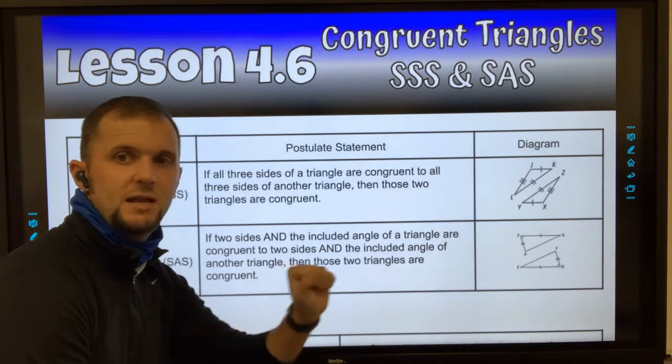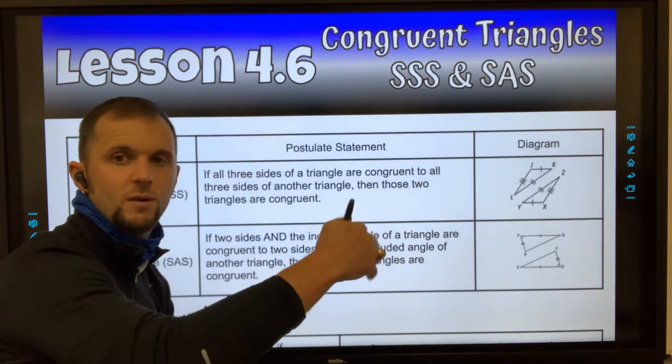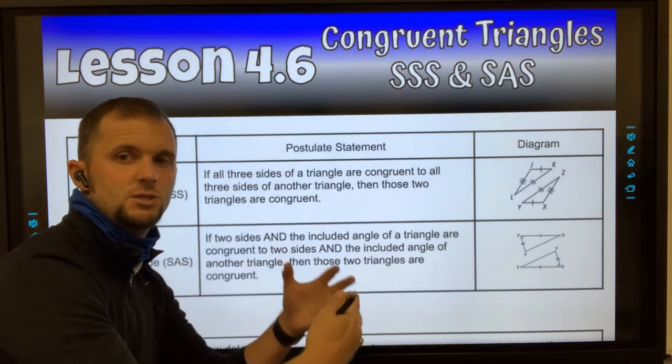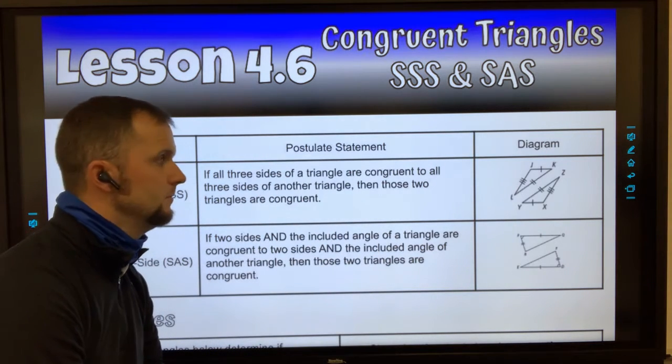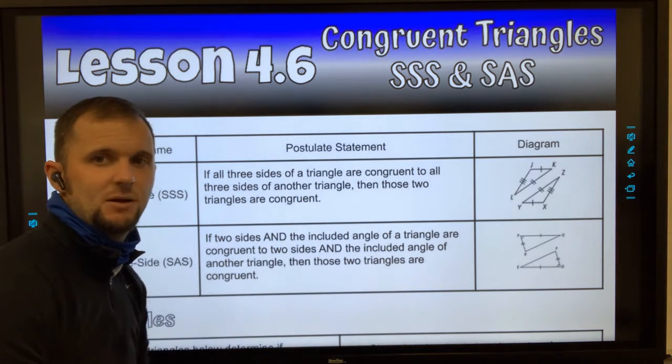Then you could use that information, if they're giving you other information, to swap information between the two, and that can help you solve problems. So that's the side, side, side postulate.